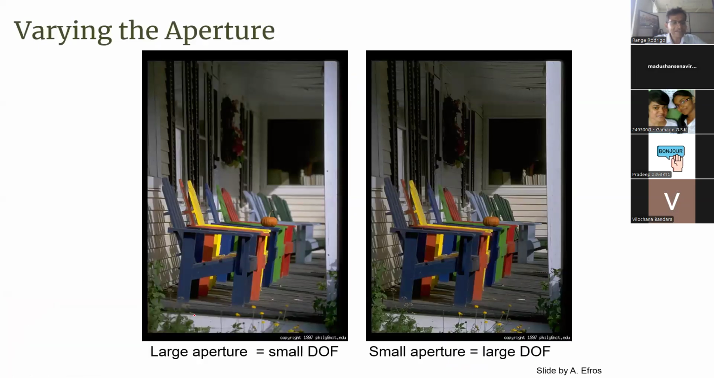So here you can see large aperture, small depth of field. This is a large aperture, we call it small depth of field. So you can see not focus, not focus, focus. Here everything is in focus, small aperture, everything is in focus.